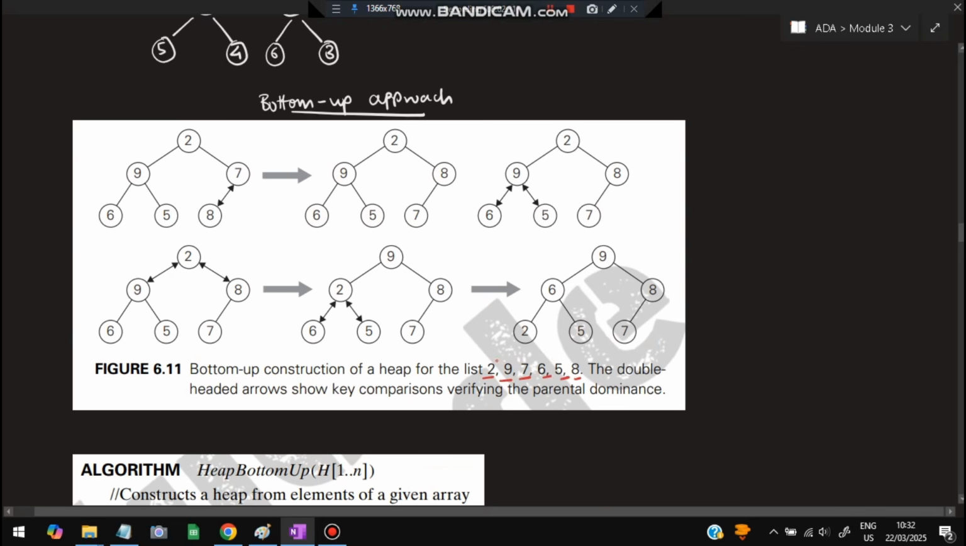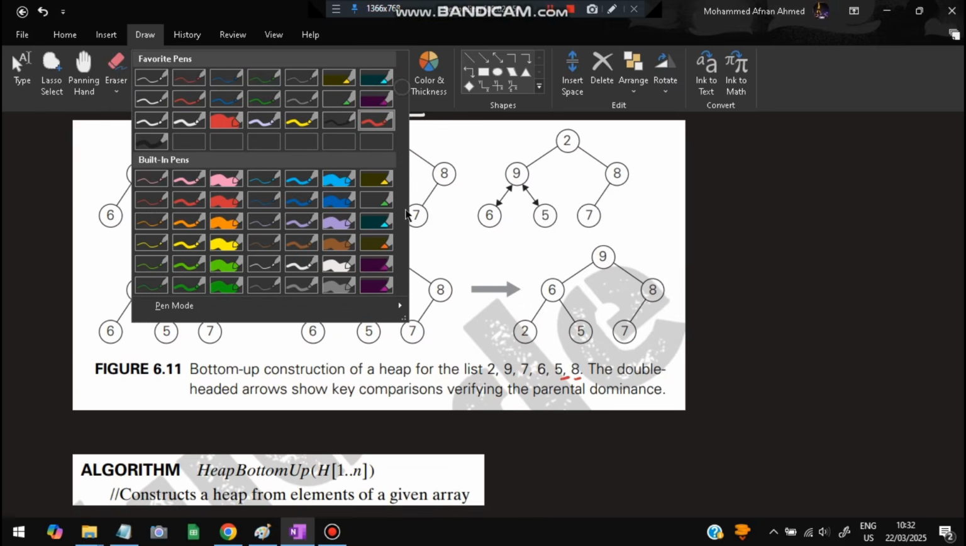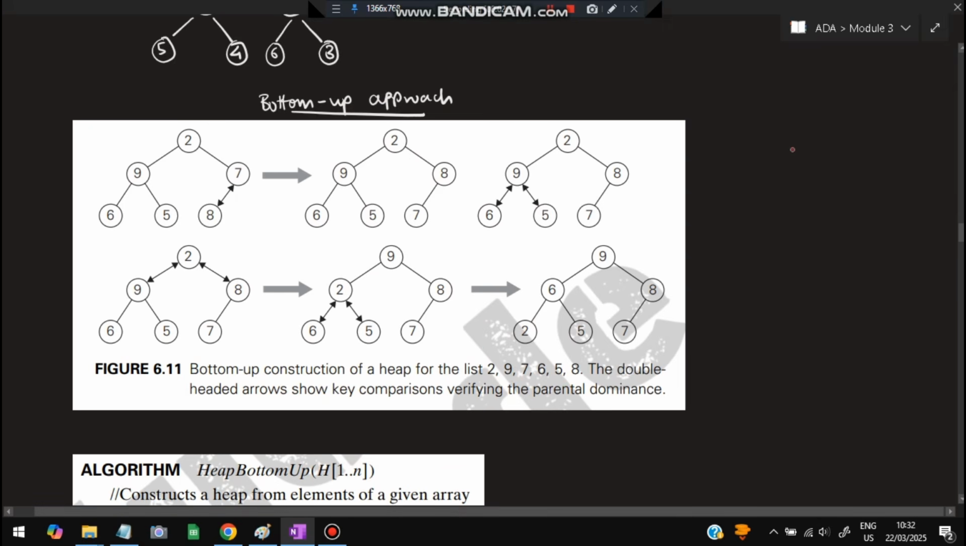In the exam they can give you these elements and they can ask you to construct a heap. So how do you construct a heap? First thing you need to do is, whichever elements they have given, start making a tree. 2. Next, 9 is given, so first I have to fill the left part. Then 7 is given. I have to fill the next part here, the right part.